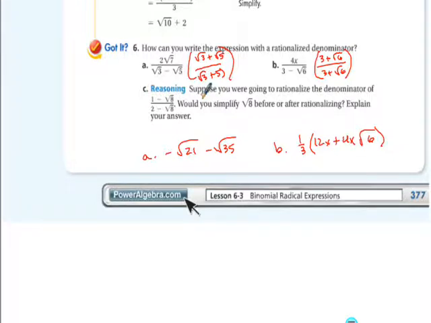Okay? Part C, suppose you were going to rationalize the denominator of 1 minus square root of 8 over 2 minus square root of 8. Would you simplify square root of 8 before or after rationalizing and explain your answer? My answer is that I would always do it after rationalizing. When the numerator is multiplied by the conjugate of the denominator, it's way more convenient if we haven't simplified yet. So I would say when simplifying, always after.